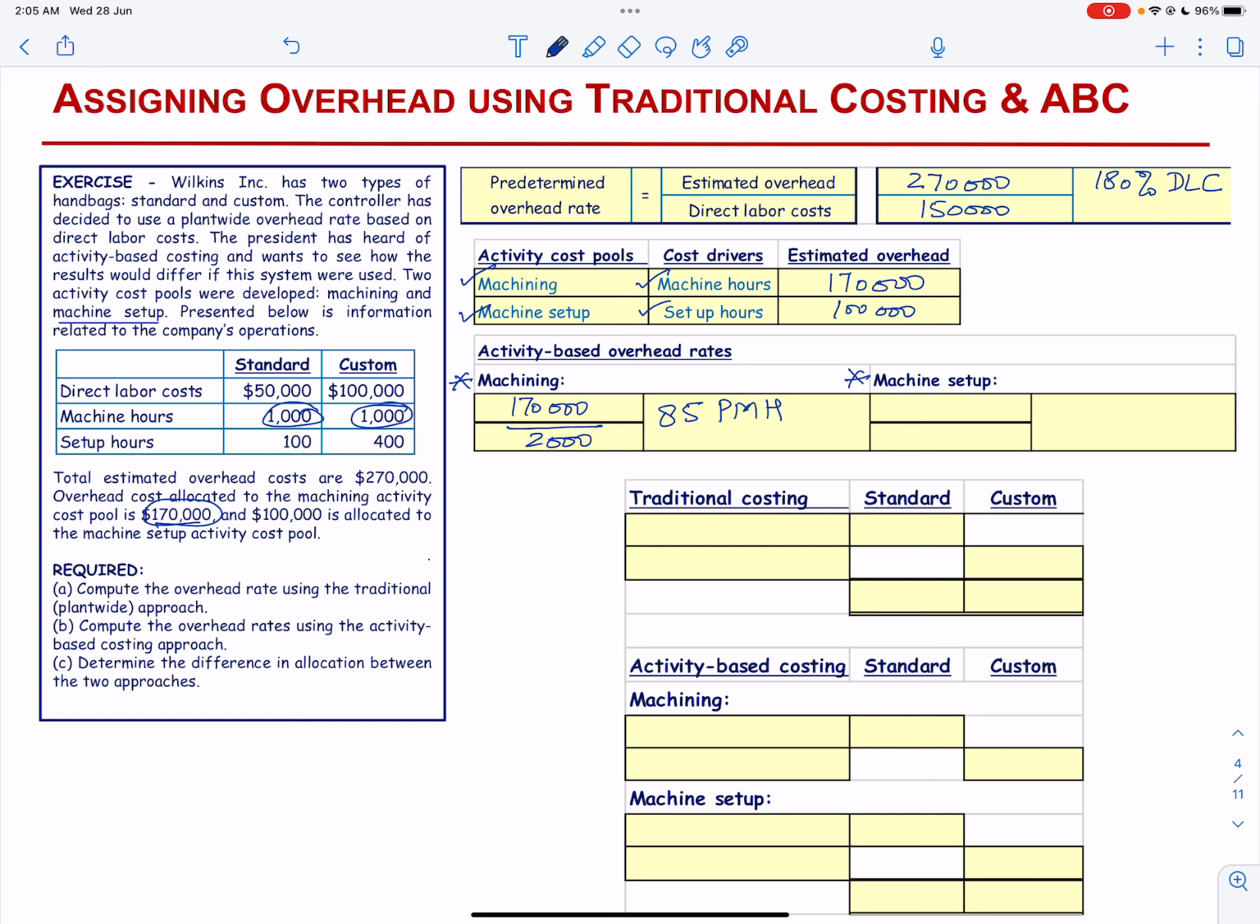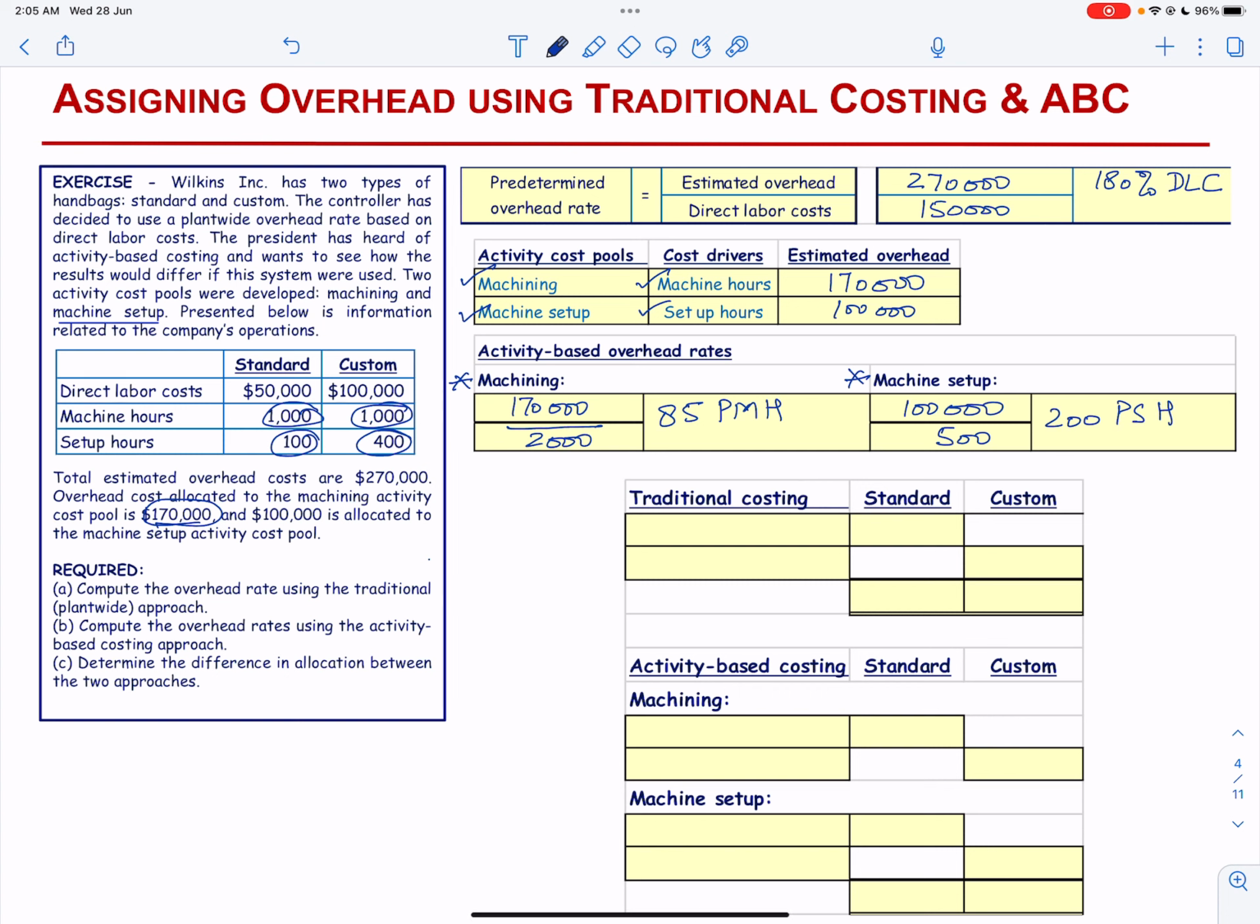Regarding the machine setup, we have the total cost as 100,000, and the machine setup hours are 100 plus 400, that makes 500, and this is equal to 200 per setup hour.